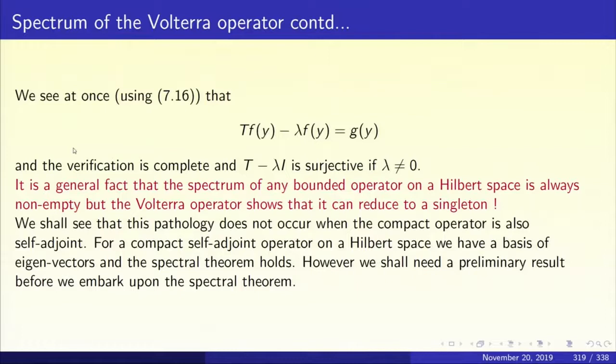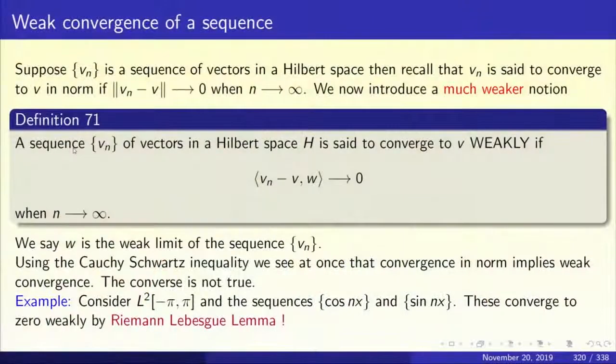In fact, the spectral theorem holds for compact self-adjoint operators on a Hilbert space, and we are going to prove the spectral theorem in this context. Before we take up this project of proving the spectral theorem for a compact self-adjoint operator, we need to dispose of a few preliminaries. We need to introduce a couple of terms, we have to prove a number of small results, and we shall do that next. First, we need to introduce a new concept called weak convergence of a sequence.